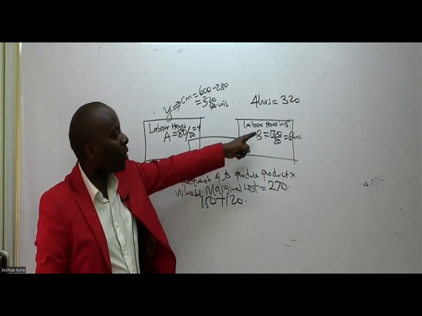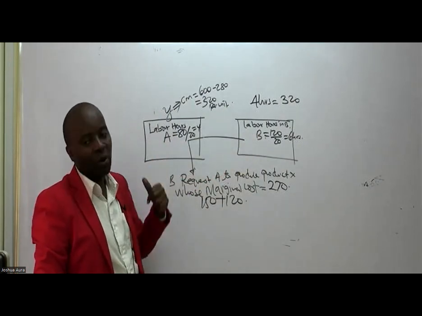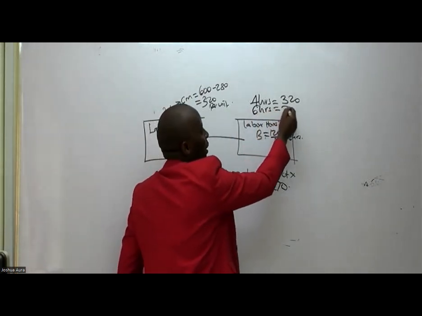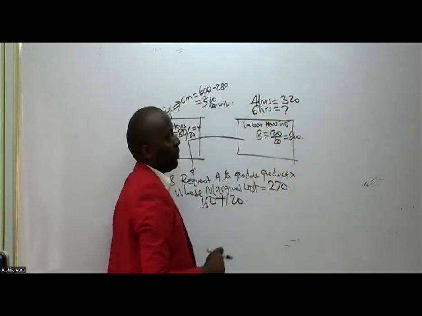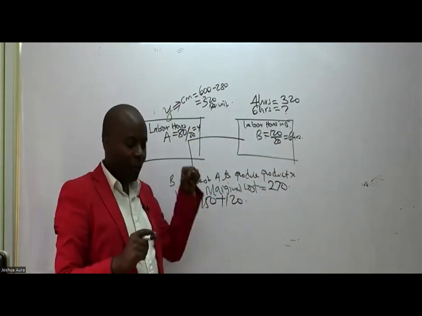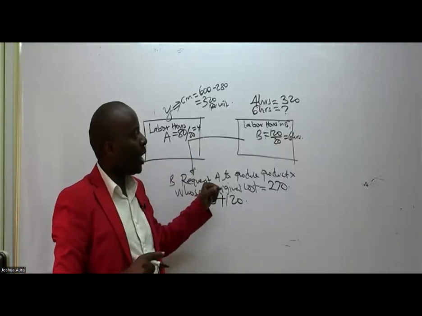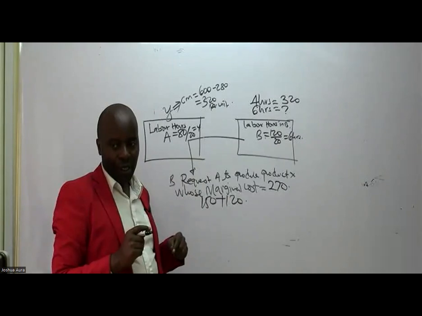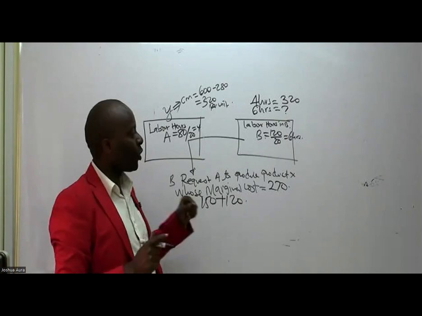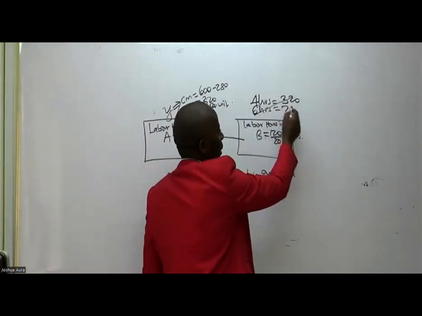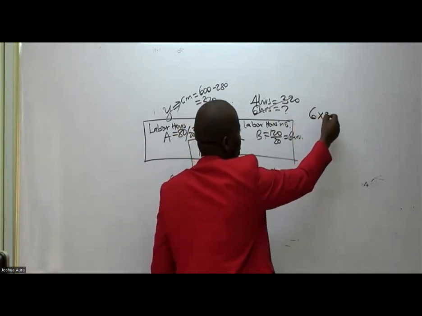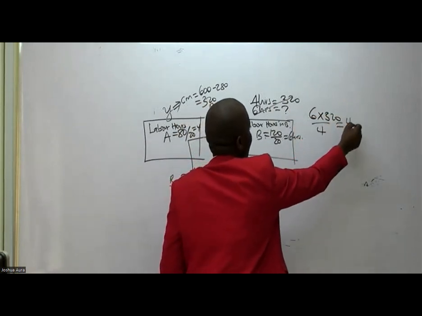How about now B, who wants me to sacrifice 6 hours for him? What will be the total contribution? How much will I earn? If in 4 hours I'm earning 320, in 6 hours I should earn how much? If you cross multiply, it will be 6 times 320 divided by 4, which gives me 480.